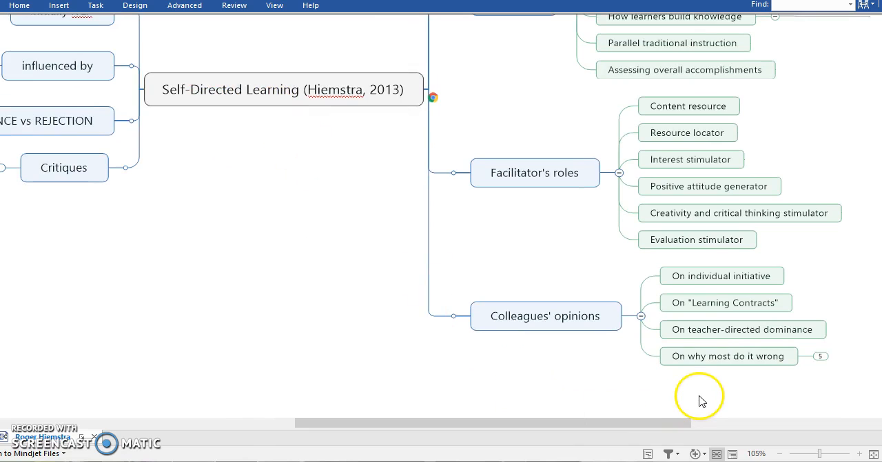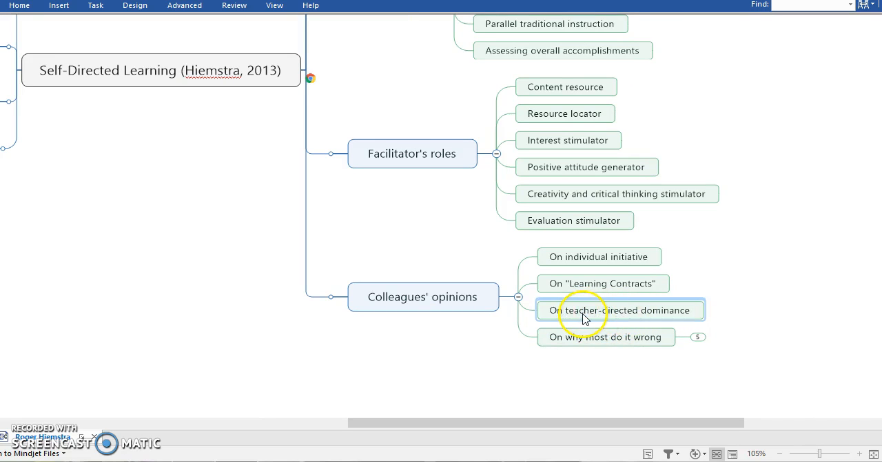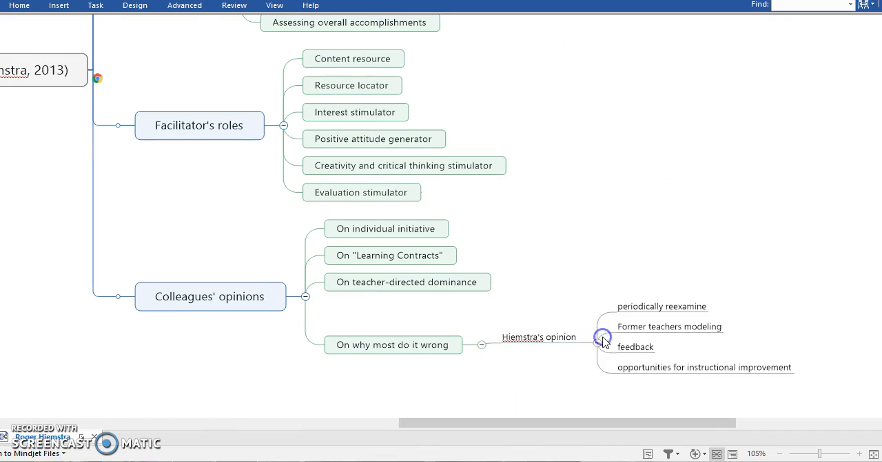Self-directed learning is a very good way to make students responsible for their own learning, but there is still so much dominance of the traditional method, and that has to do with different factors, like sometimes teachers are afraid of losing control, of losing power, let's say, because they always have the role of telling what to do and how to do it. So most of the teachers still do it wrong, and in that sense, Hiemstra also has some opinions, and those are that teachers should periodically re-examine the way they are teaching, and they are not doing that. They just keep doing the same thing, despite the positive or negative results.